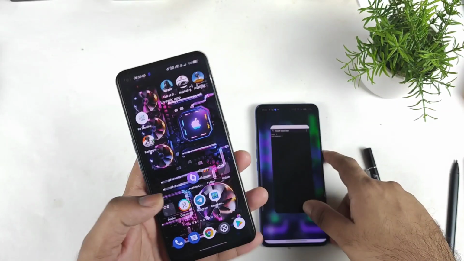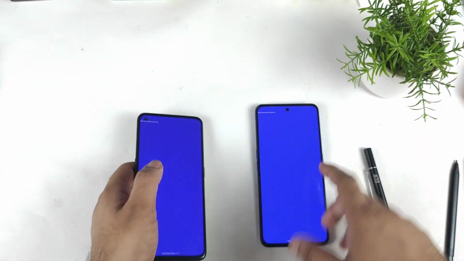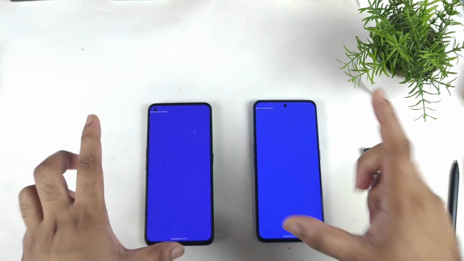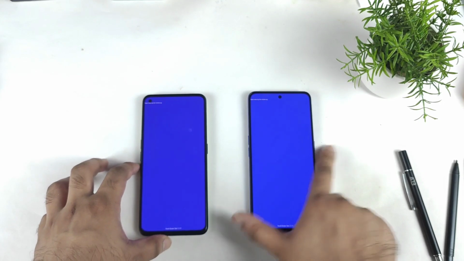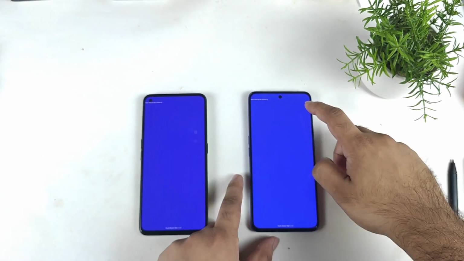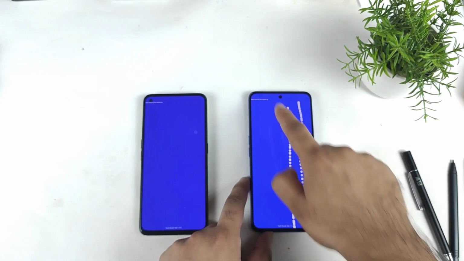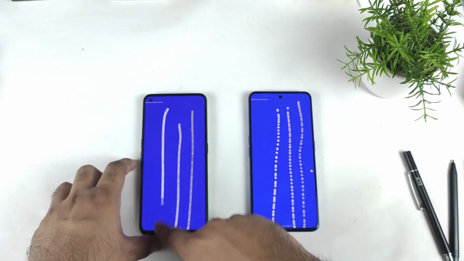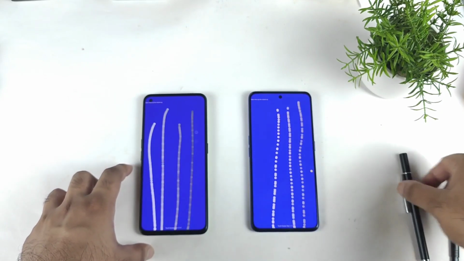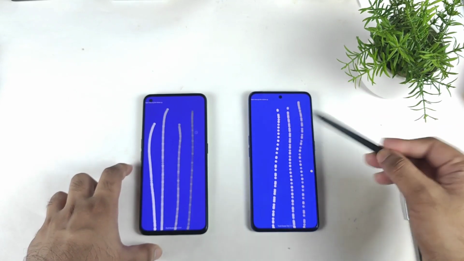Now I'll show you another application to demonstrate whether this is correct or not, because you should know whether this application is correct. This is another application where I'll test the touch sampling rate. Let's see the touch inputs, how this phone is detecting at 120 Hz. As you can see, fewer touch inputs. Try to observe this device: more touch inputs. Clearly you can see more touch inputs are detected on one and fewer touch inputs on the other.